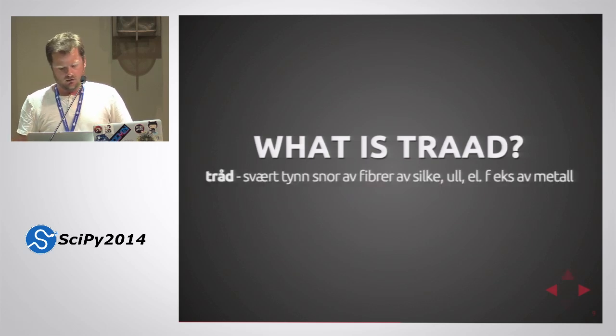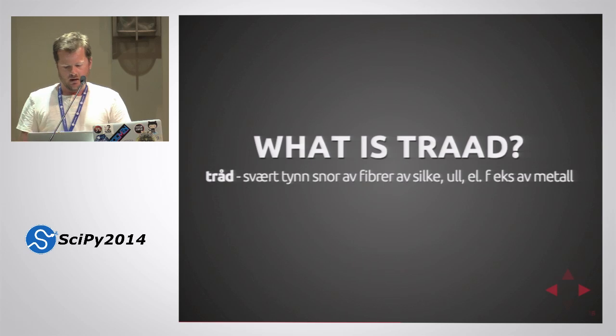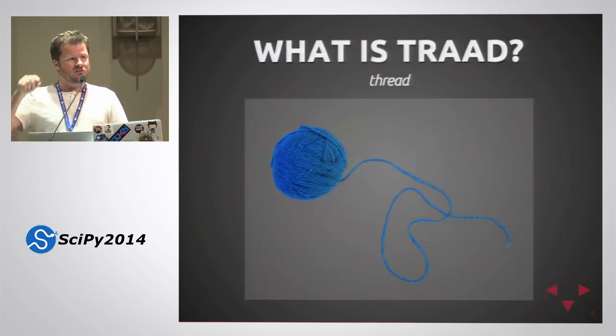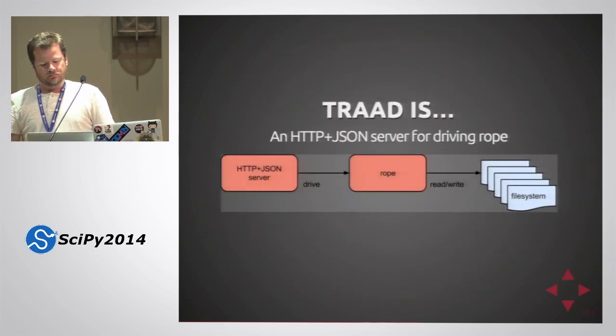And the stupid answer is that it's a Svartin Snorafibro Silk and blah, blah, blah, blah. That's Norwegian. That's a joke. Trod is Norwegian for thread. And here's a pro tip. If you ever need to know how to name a project, start learning a foreign language, and just use the foreign language's word for whatever it is you're doing. It saves you a lot of time and effort. Norwegian for thread, so rope, thread, haha, it's a joke.